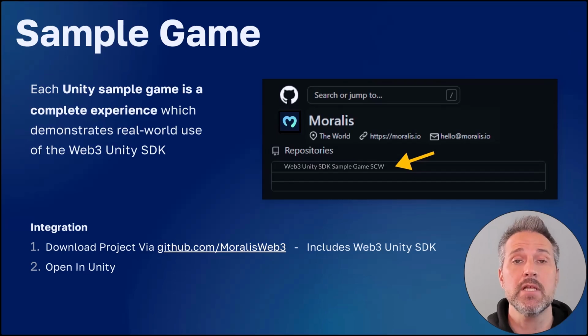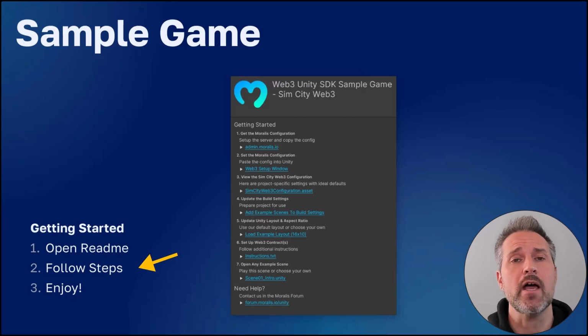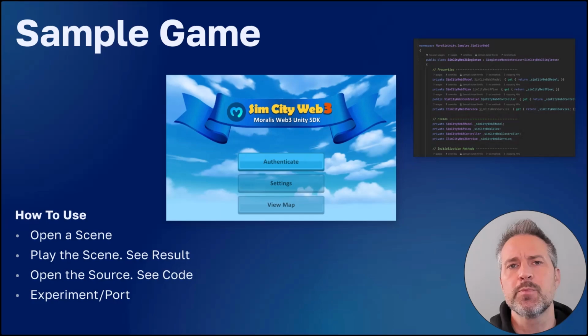Many sample games, like this one that we're talking about today, are available on our GitHub, and it includes the Moralis Web3 SDK. When you open up a sample project inside Unity, first take a look at the README. Follow the steps, and enjoy. A suggested approach for how to use these projects is to first play with it as a game player inside Unity, and then dig around in the code, see which concepts you want to learn about and experiment with, and which ones you want to port over to your project.